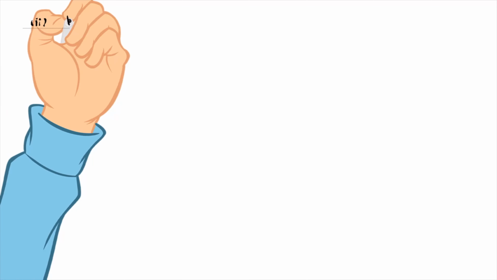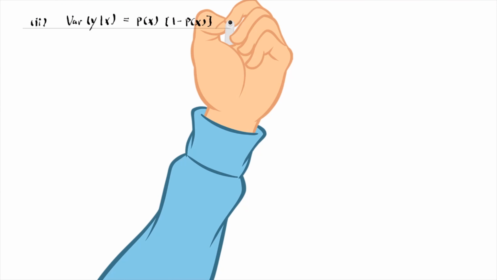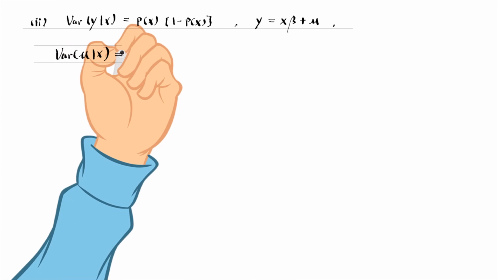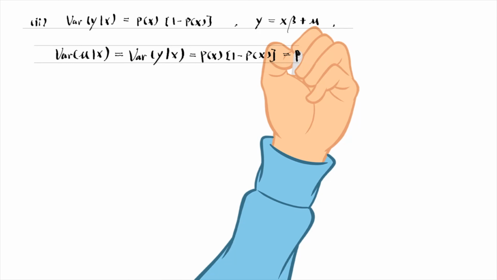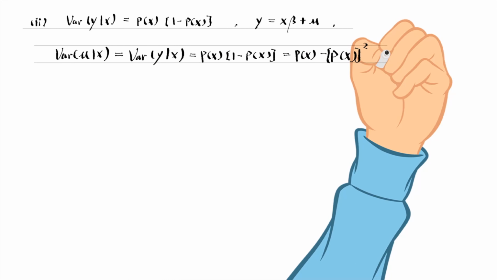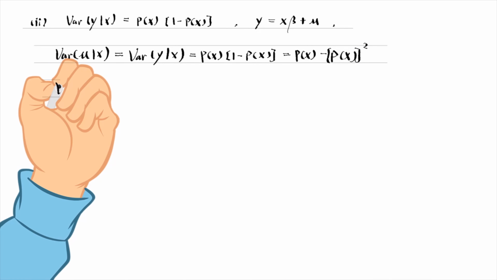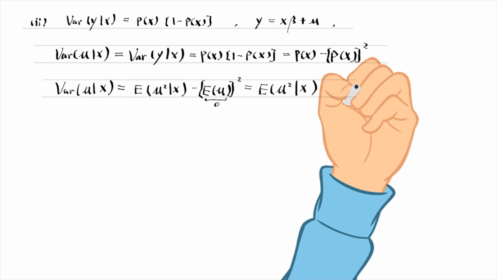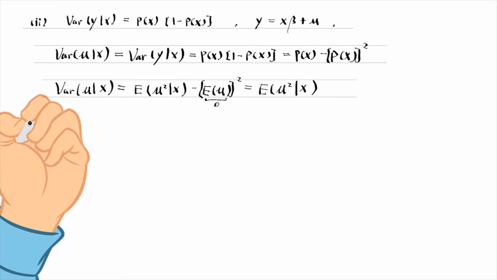In Part 2, for the linear probability model, the variance of y is the product of the probability of success and failure, p(x) times 1 minus p(x). The variance of the error term equals the variance of y because we treat the explanatory variables and the parameters as fixed. Then we use the formula of the variance. The expected value of the squared error term equals the variance of the error term because the expected value of the error term is 0. So we have equation 1.